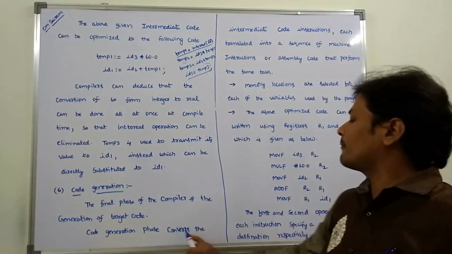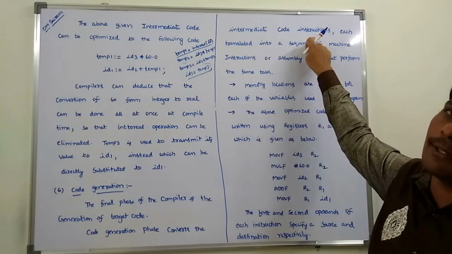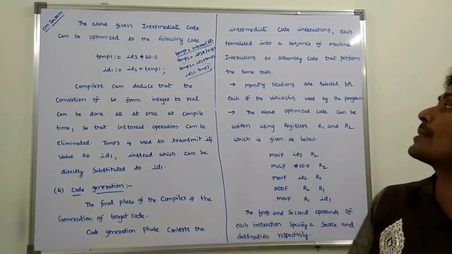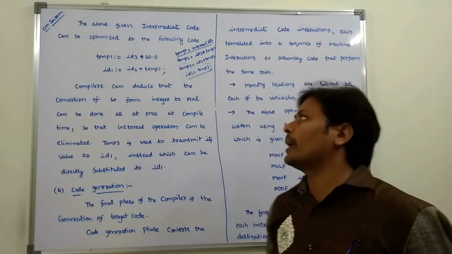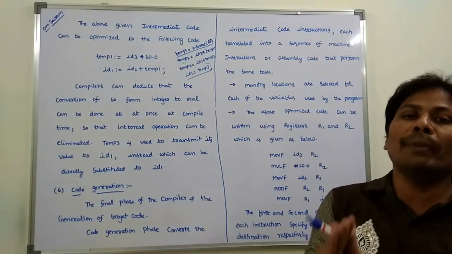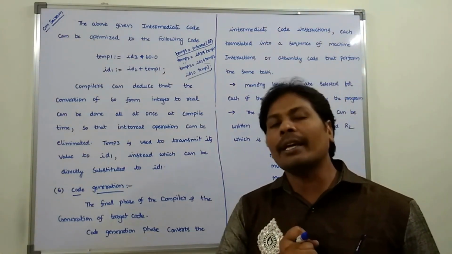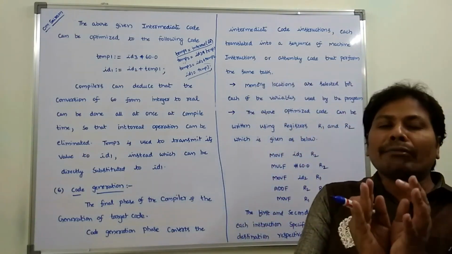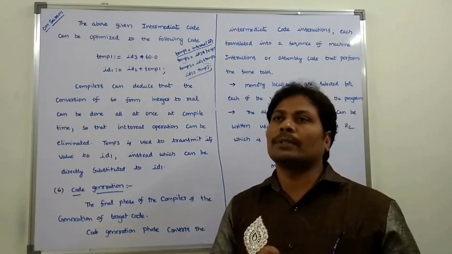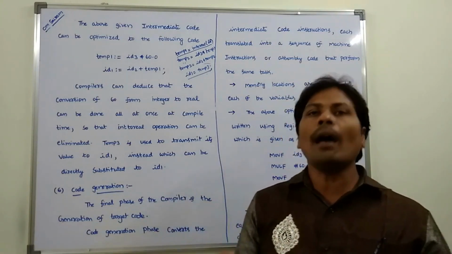Okay, the code generation phase converts the intermediate code instructions or optimized code instructions, each instruction translated into a sequence of machine instructions or assembly code instructions. Whatever optimized code we are getting through code optimization can be converted into a sequence of machine code instructions or assembly code instructions. The memory required for each of the variables can be assigned by the program. So the program can assign the memory for each and every variable that is used in the instructions.